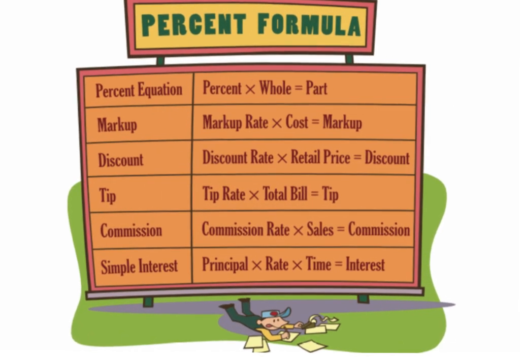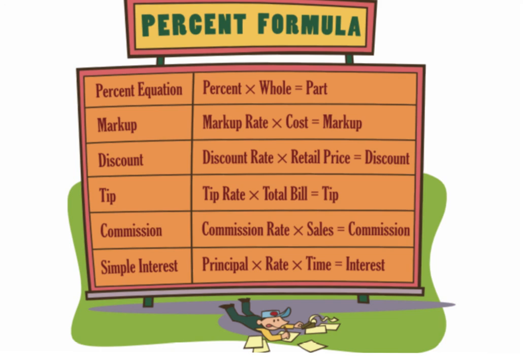A breakdown of these percent equations. Keep in mind, we've been doing percent equations, right? Percent times the whole equals the part. That was what we did in the last section. Markup: your markup rate times your cost equals your markup amount. Discount rate times your retail price equals your discount. Tip rate times your total bill equals your tip. Commission rate times your sales equals your commission.